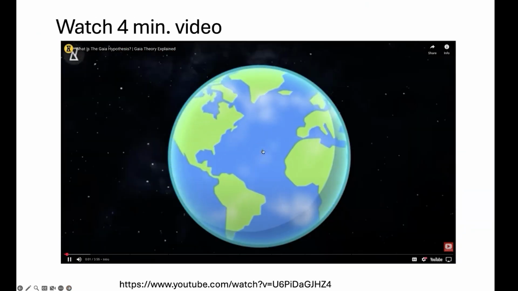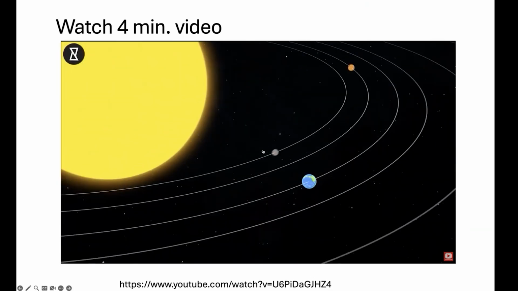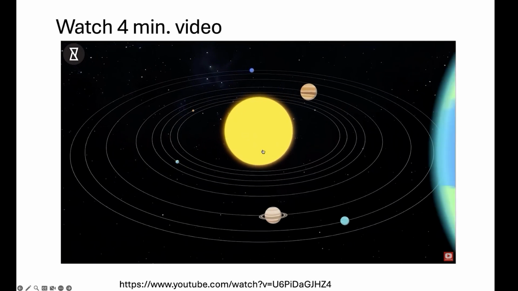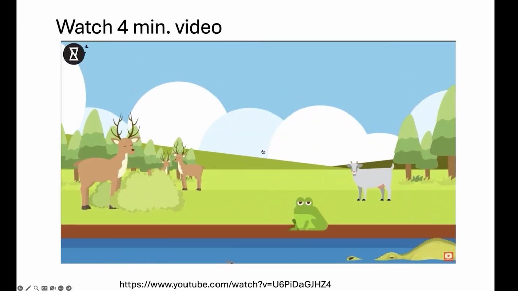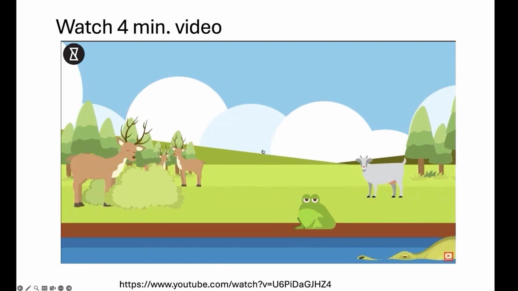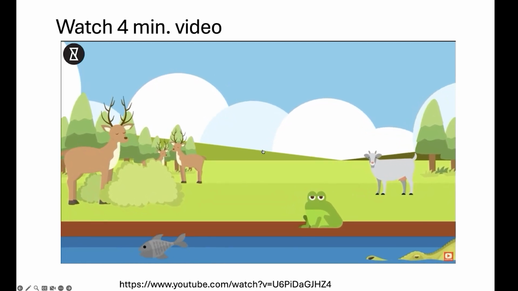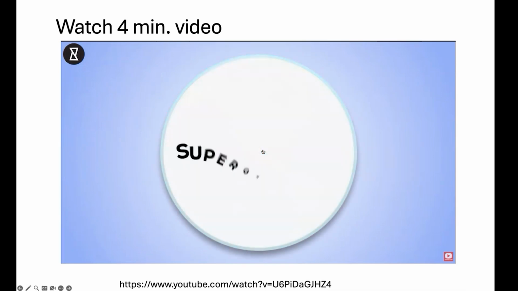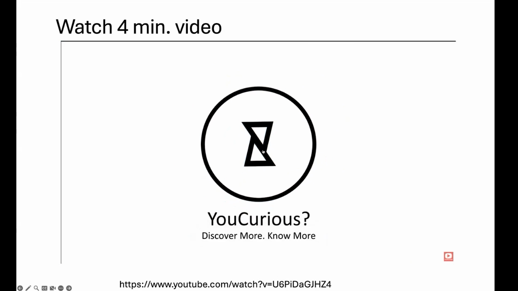The Earth is the only planet in our solar system capable of supporting life. Even from outer space, it is clear that the Earth is full of life. It has a delicately balanced ecosystem of millions of living organisms coexisting and relying on each other for survival. But what if all these different organisms were actually just parts of one superorganism, the Earth? You curious? Discover more. Know more.